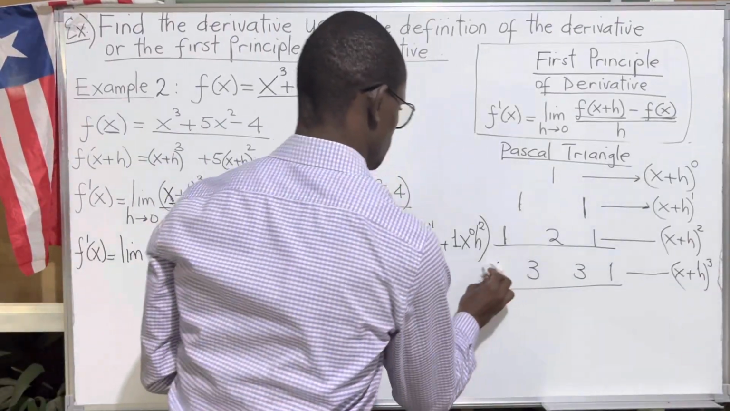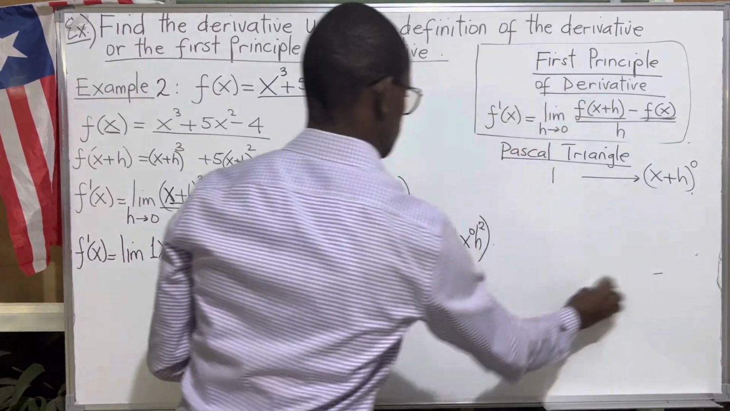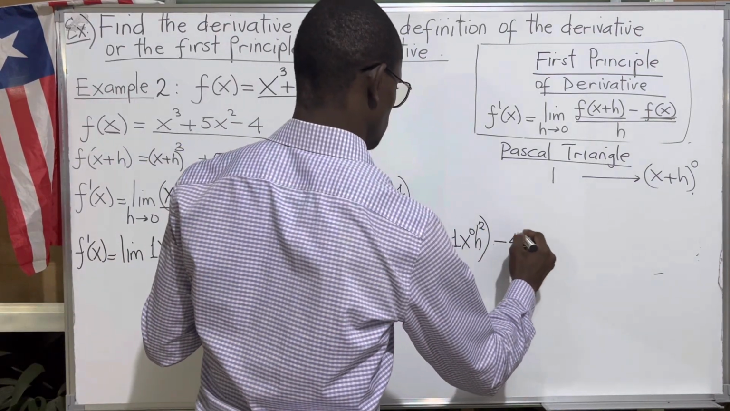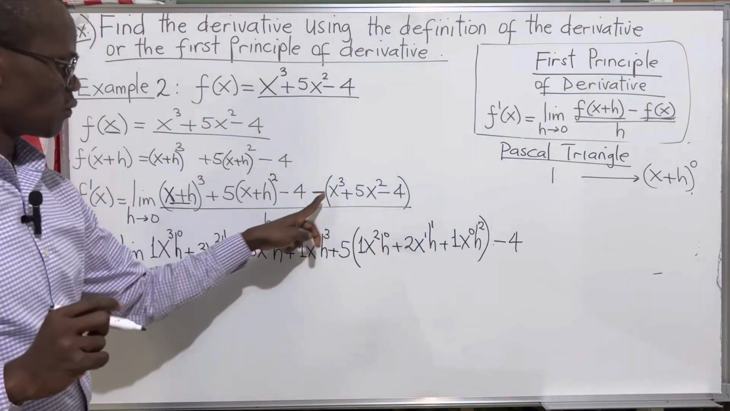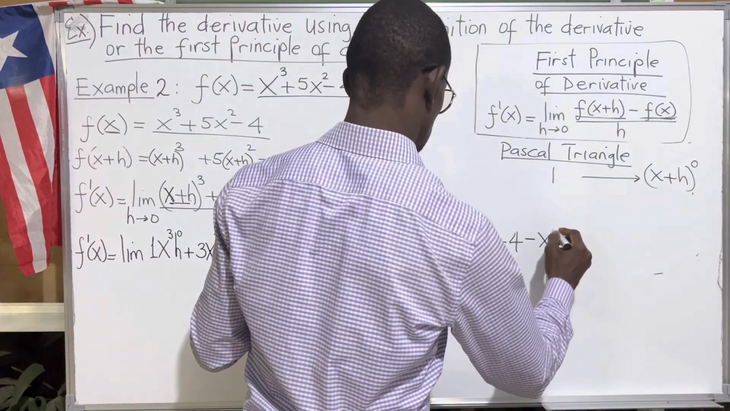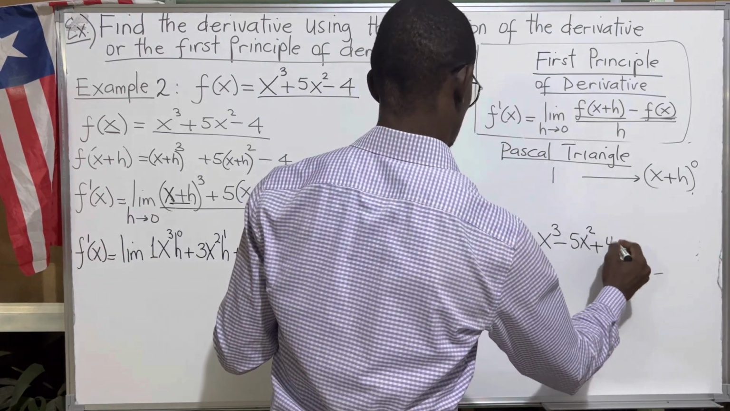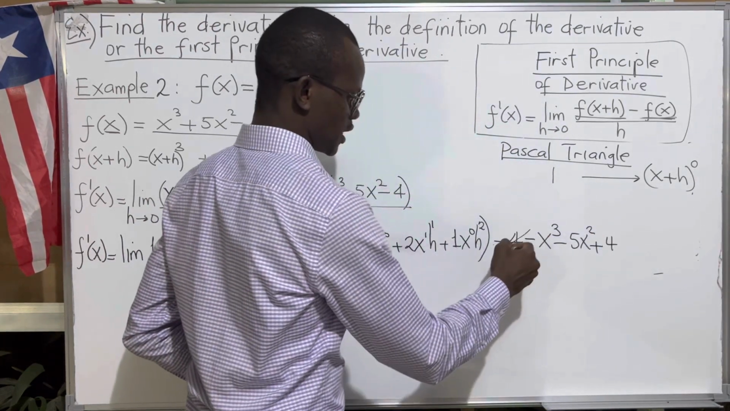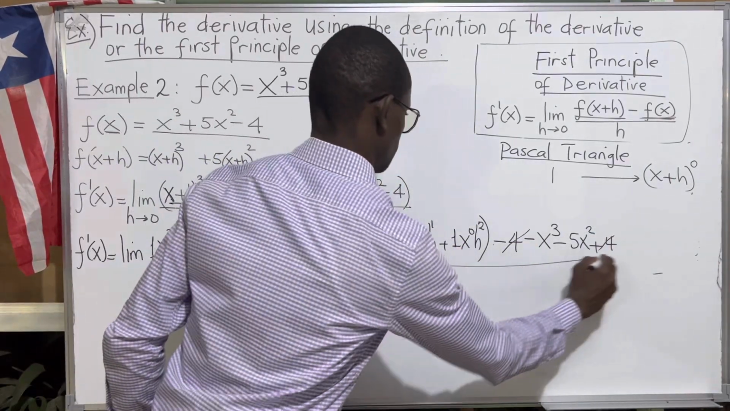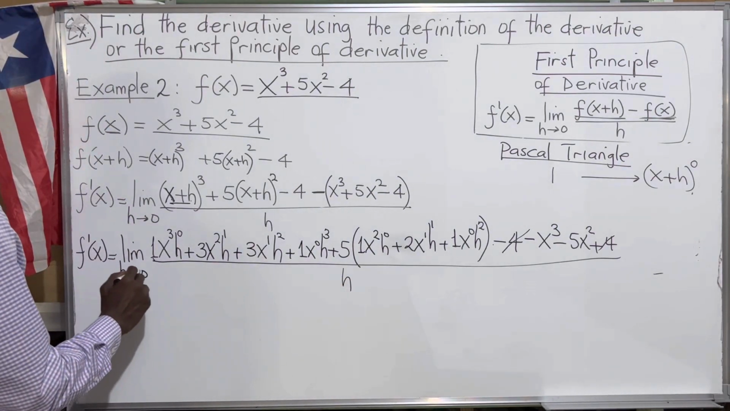So let's take this one from there now. It has no part to play. So we have minus 4. Then we move to the last expression. We multiply this negative by every term in here. So the negative will change all of the signs. So this negative 4 and this positive 4 goes out. And then this whole thing is divided by h, as h is approaching 0.